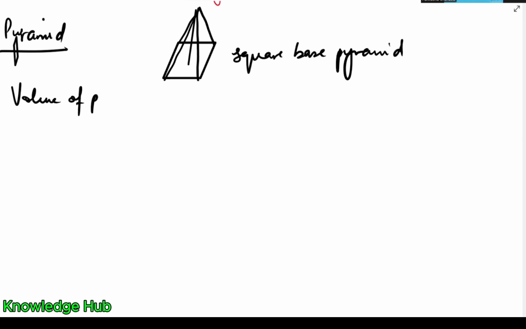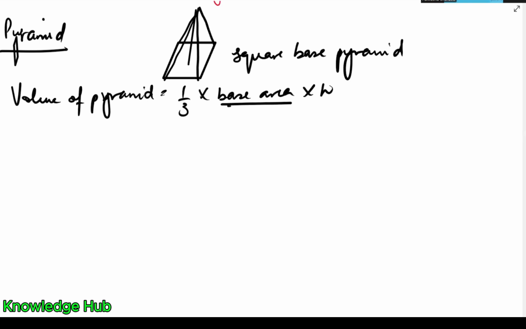Alright, so this is a pyramid, right? It's a square base pyramid. So the formula of a pyramid is 1 over 3 times base area times height.